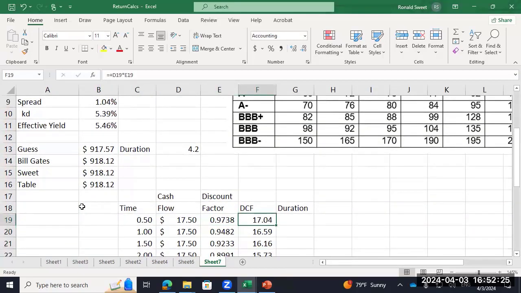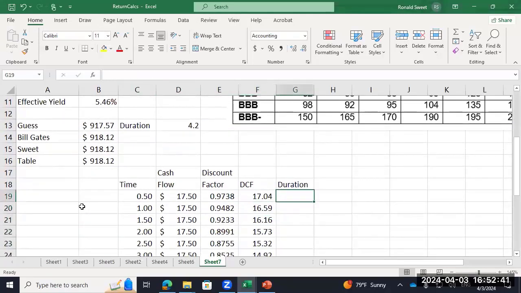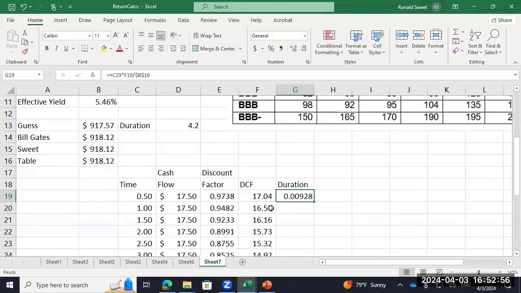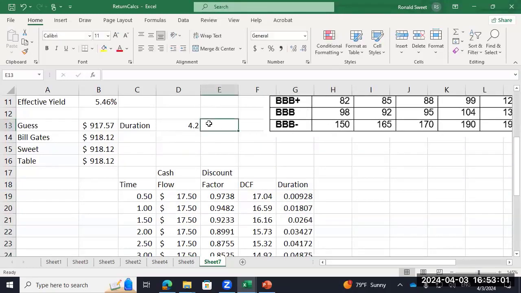Anybody remember the formula for duration? It's the weighted average time to maturity using the discounted cash flows as the weight. Where's time in here? Right there. There's my weights, right? So what would the formula be? 0.5 times the cash flow weight, which is each discounted cash flow divided by the sum. All right, let's see how close I was. Again, it's going to be embarrassing.